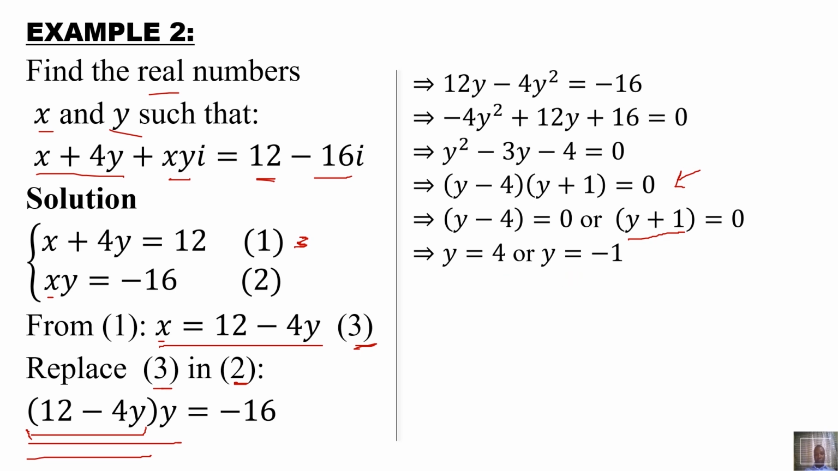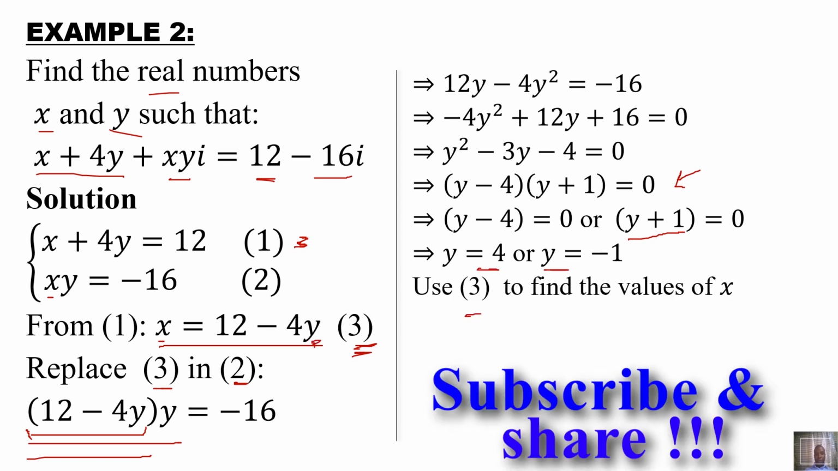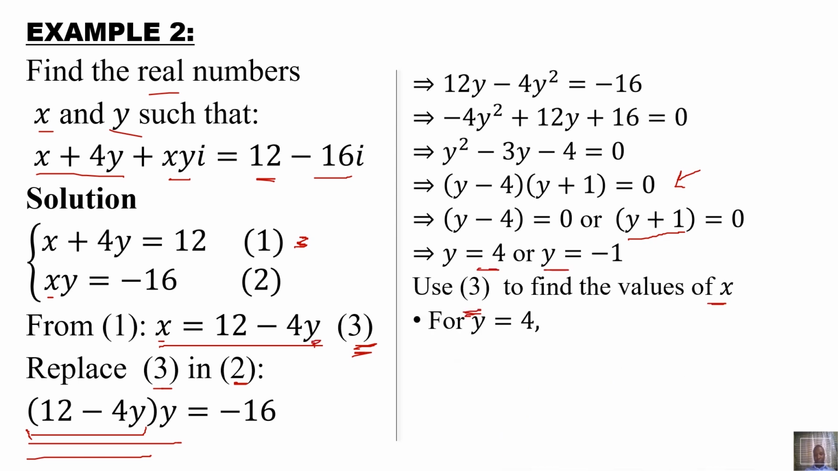The next step is to find the values of x. We can use equation 3 since x equals 12 minus 4y. For the first one, y equals 4, then x is equal to 12 minus 4 times 4, and this is 12 minus 16. 4 times 4 equals 16. Then 12 minus 16 equals minus 4.